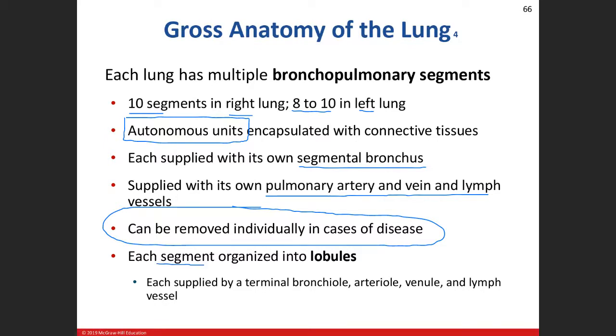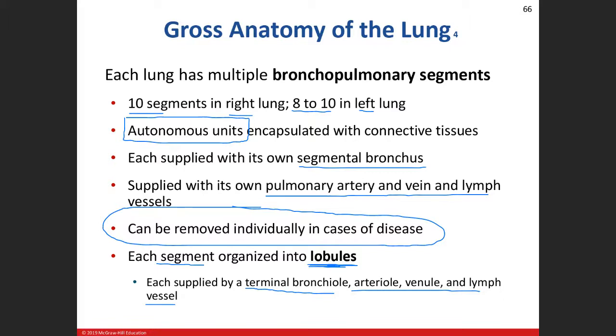So within each segment, we have smaller portions of those lung segments that we break down into what we call lobules. And then each lobule has its own terminal bronchiole, arteriole, venule, and lymphatic vessel. So you see what I'm saying?